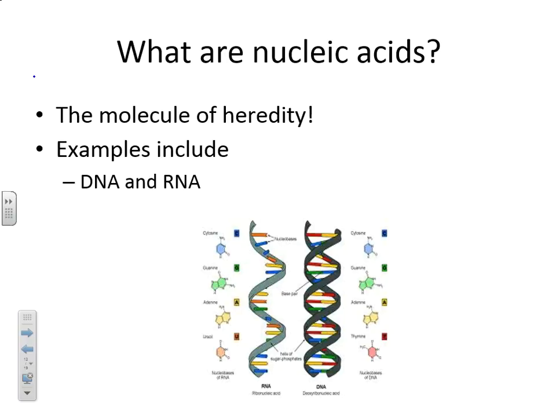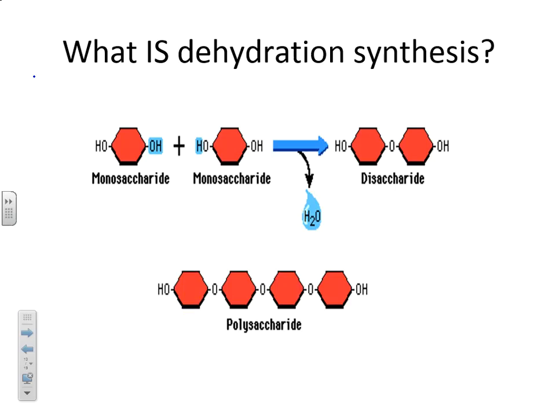DNA, deoxyribonucleic acid, versus ribonucleic acid for RNA. They're made up of nucleotides. So you should recognize these bases, okay, which kind of look similar to the carbohydrates, but keep in mind that these bases are going to be attached to a phosphate group and a sugar backbone.